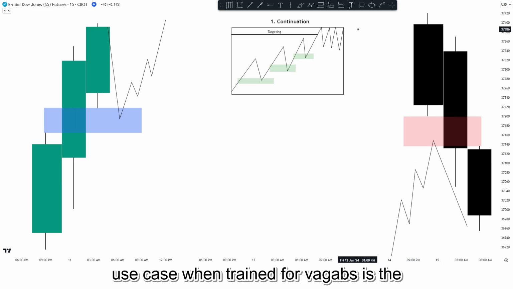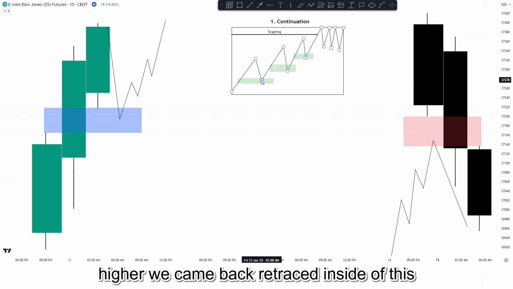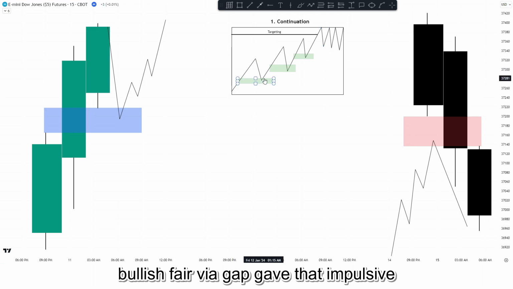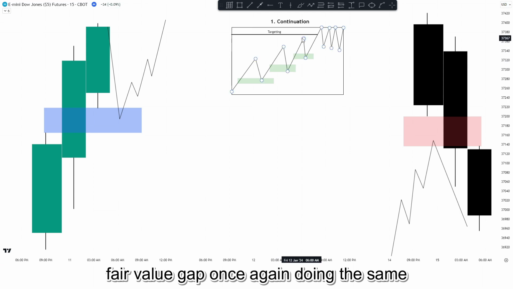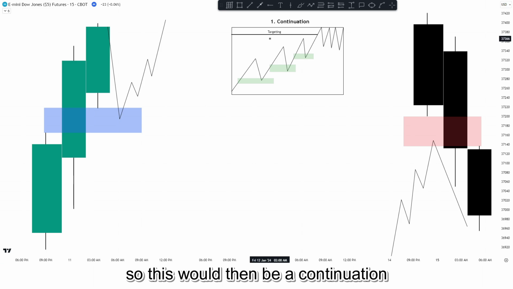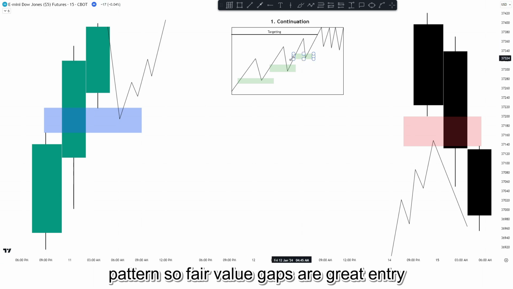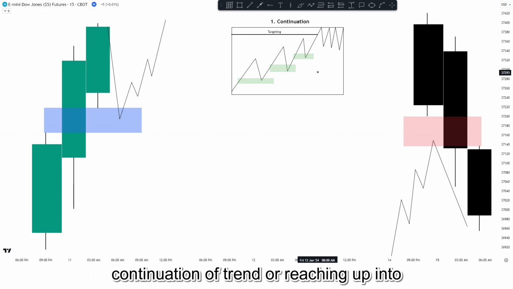Our first use case when trading fair value gaps is the continuation pattern. As you can see in this depiction, we had this impulsive leg higher. We came back, retraced inside of this bullish fair value gap, gave that impulsive move higher, came back, retraced inside of this fair value gap, once again doing the same thing until we meet our level of targeting. So this would be a continuation pattern. Fair value gaps are great entry criteria when anticipating a retracement for a continuation of trend or reaching up into an objective.